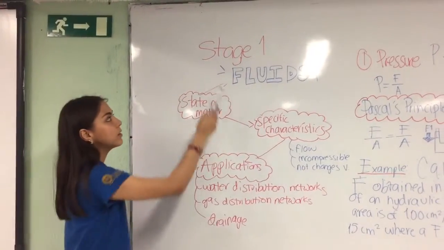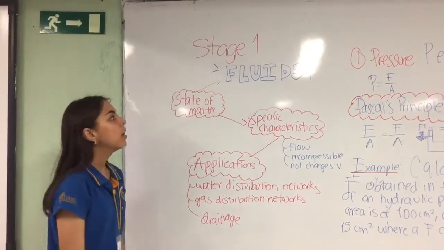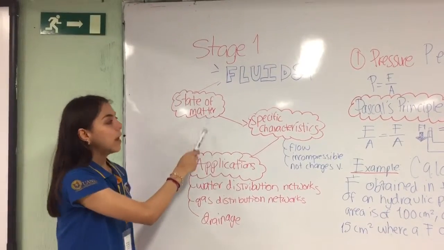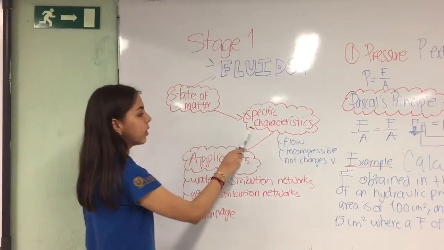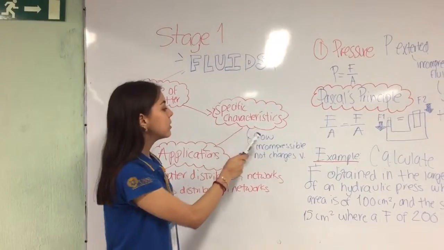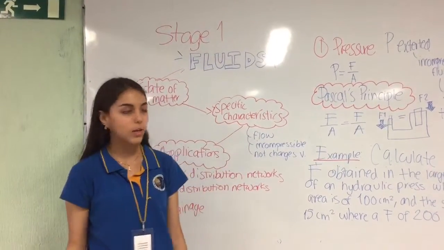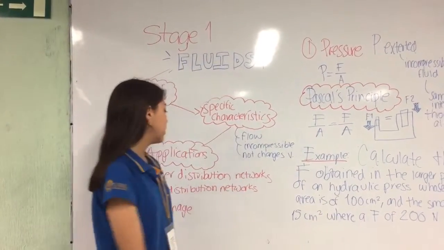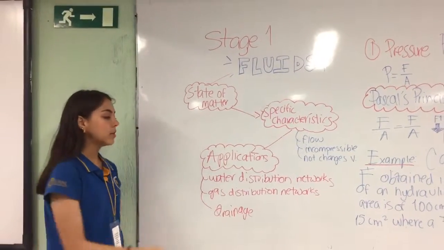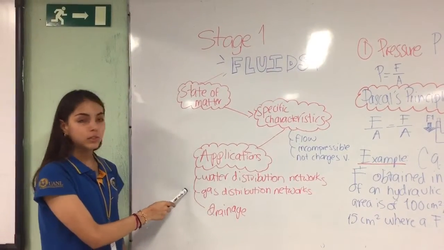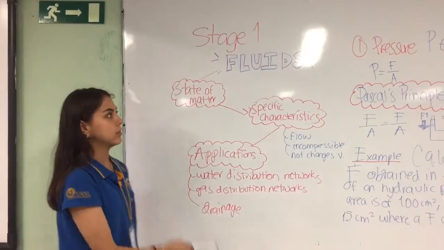Now, I'm going to talk about stage 1, that is about fluids. Fluids are a state of matter that have specific characteristics. Fluids own the capacity to flow. They are not compressible, but they take the shape of their container and they do not change in volume. Some applications of fluids are water distribution networks, gas distribution networks, and the drainage system.